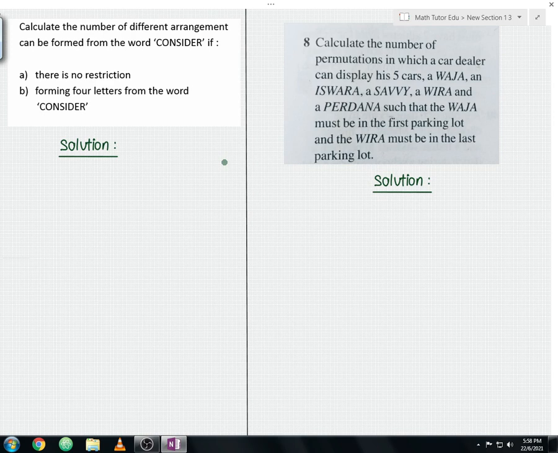Now I'll be discussing Form 5 Additional Mathematics, Chapter 4 Permutations and Combinations, Long Question Example 2.